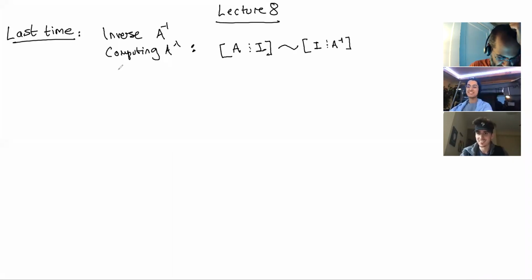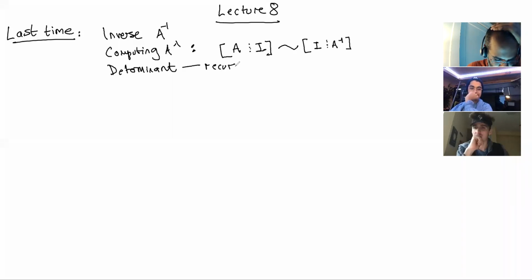And then we introduced this new, probably somewhat mysterious function at the moment called the determinant. And we looked at two different ways of computing it. So one was that there was a recursive formula, which reduced the determinant to determinants of smaller matrices. And then we discovered that actually you could use row reduction to compute the determinant also.